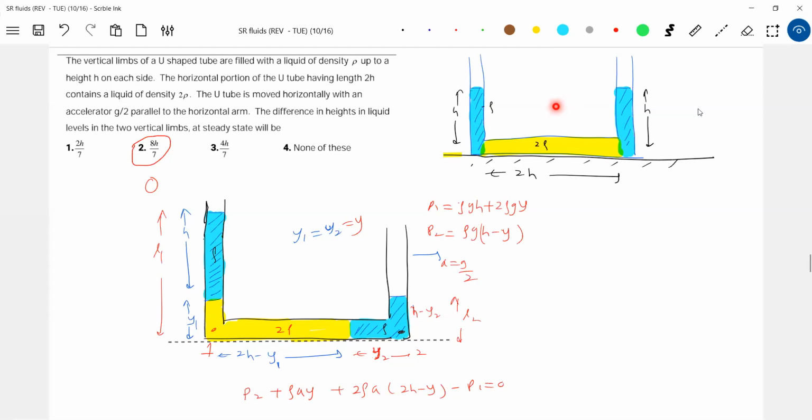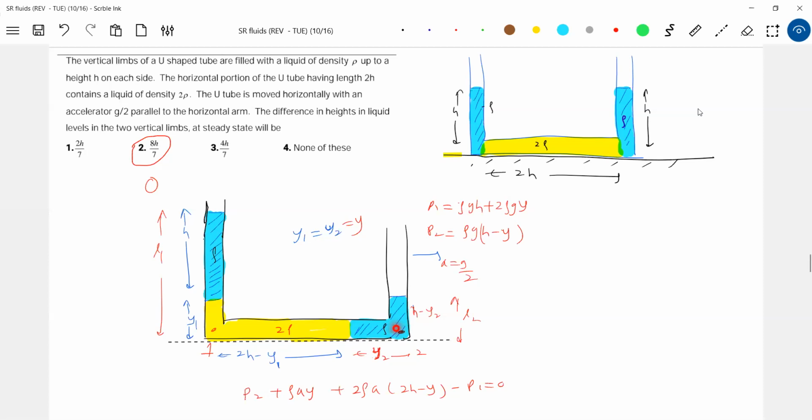A vertical U-tube filled with a liquid of density rho up to height h on each side. The horizontal portion of the U-tube has length 2h, containing liquid of density 2 rho. The U-tube is moved horizontally with an acceleration g by 2 parallel to the horizontal arm. Find the difference in height of the liquid levels in the two vertical limbs. We have done problems where the liquid everywhere is the same. If the liquid here is different, let it be, no problem.